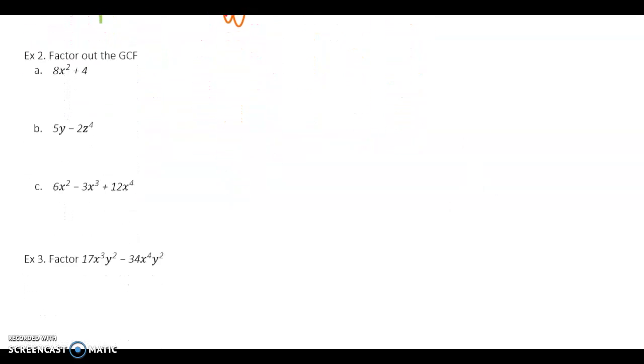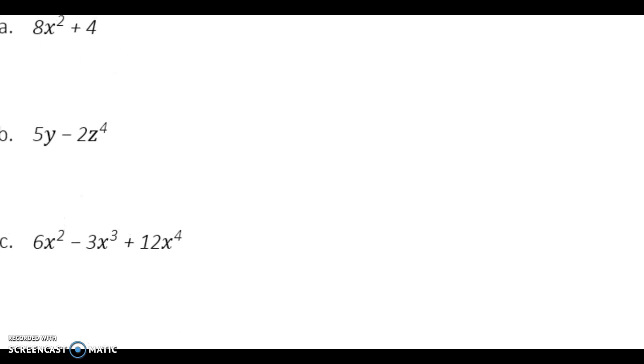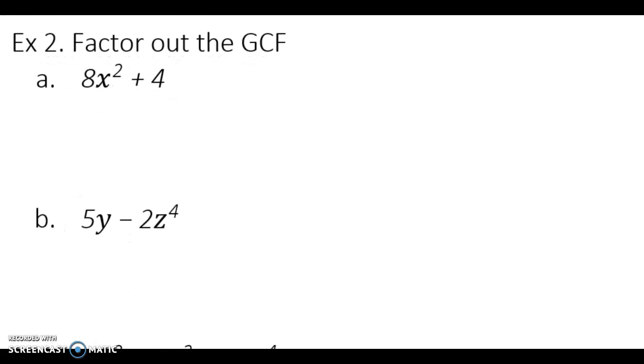Okay, now what we're going to do is factor out the GCF. So we're going to do this without doing as much work as we did over there. We're going to try to do a lot of it in our head. So the other way I like to think of the GCF is what you could divide into both of these. So let's think about the numbers here. What can I divide 8 and 4 by? I could divide 2 and 4, but you always want to choose the highest. So I'm going to factor out the 4.